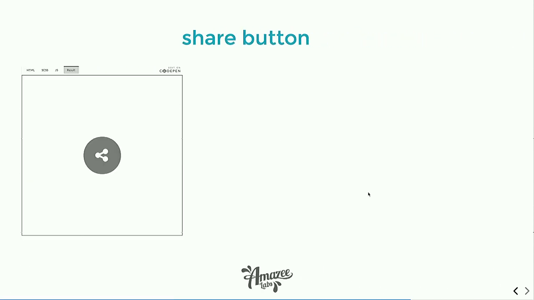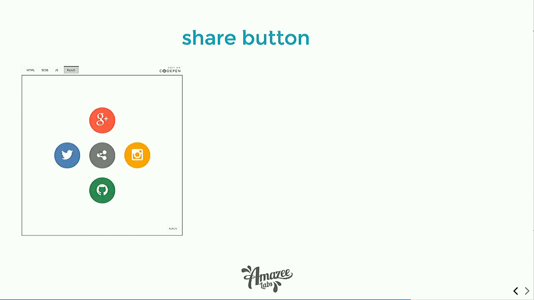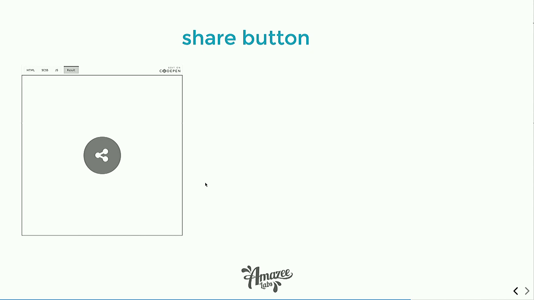On to the next example of a share button. So if we click it like that, that's what happens. Okay, so one of the important principles or concepts here is that you don't have to show everything all at once. You can reveal things when the user needs it or when the user asks for it.